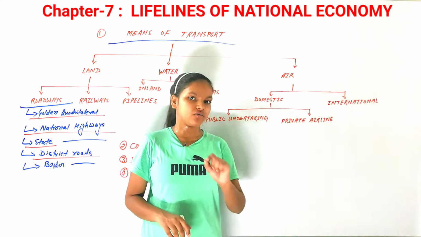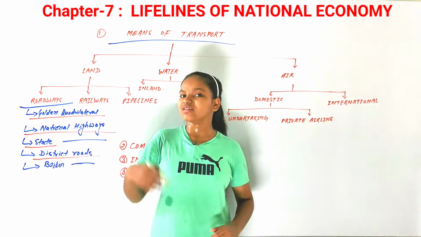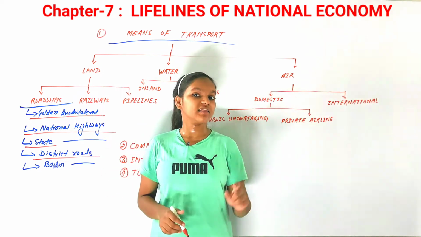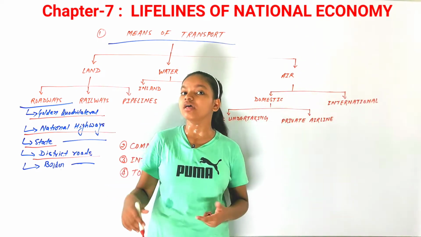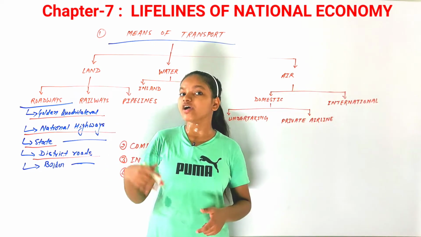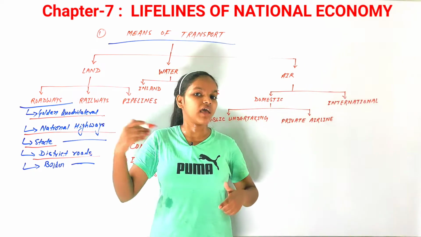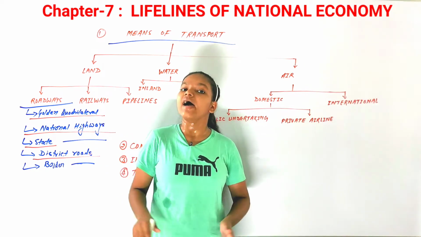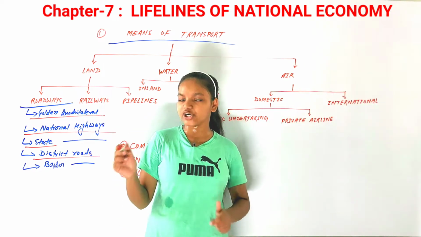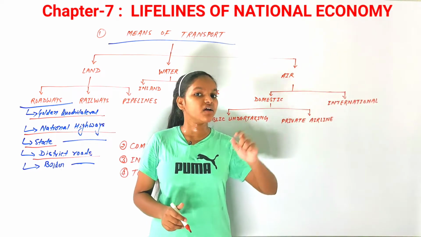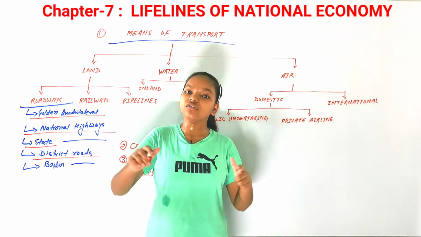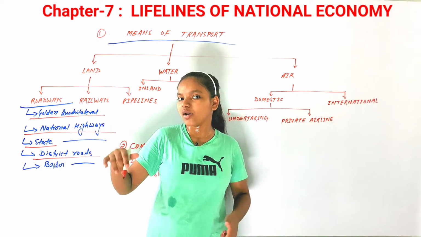Now the fourth classification of roadways could be district roads. State highways are for connecting the capital to district headquarters. These district roads are for connecting the district headquarters to the local areas, to the local villages, and they are maintained by Zilla Parishad. So the district roads are those that are used for connecting to the district headquarters.